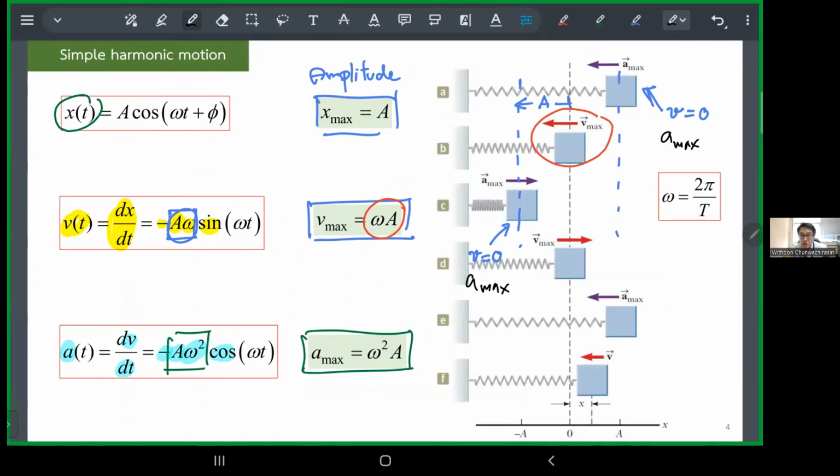And where is it going to be 0? It's in the middle, guys. Even though it moves fast and the velocity is at the maximum, there is no acceleration at the center. Why? Because at the center, the spring is not stretched or compressed. So there's no force. No force, no acceleration. So at the equilibrium point of the spring, the speed is at the maximum and the acceleration is at the lowest, which is 0. And that's it, guys. That wraps up simple harmonic motion for us.